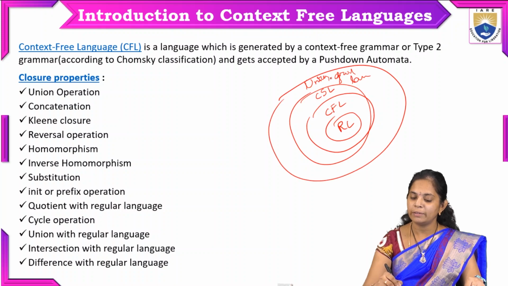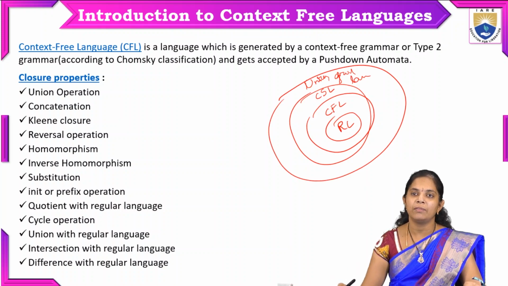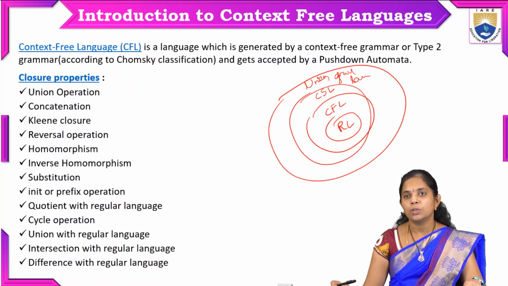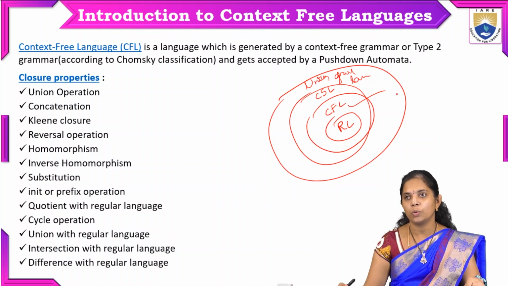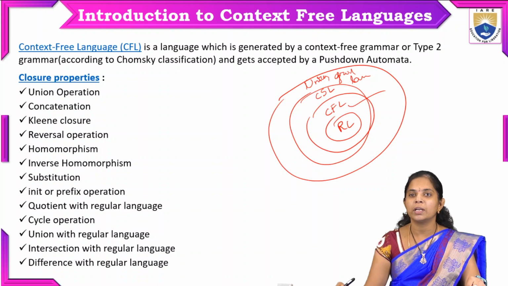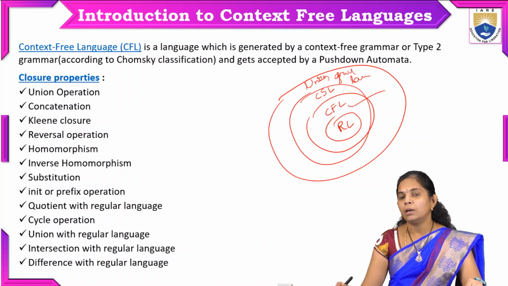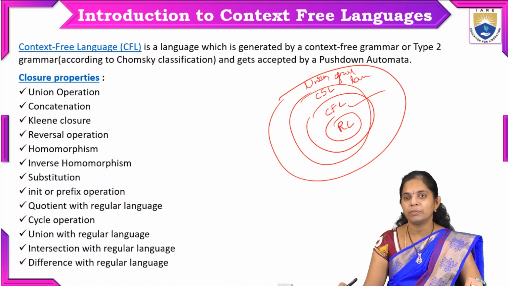These are the different types of grammars or languages we have in the theory of computation. In this video, we are discussing context-free languages. What is meant by context-free languages, where they are located, and how we are going to differentiate them from the regular languages, we will discuss.